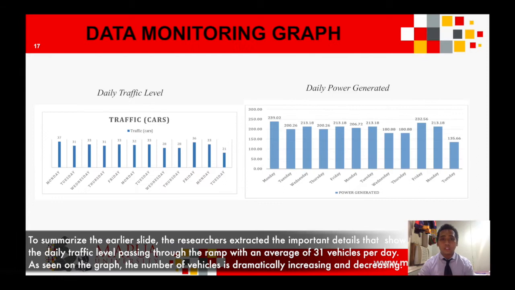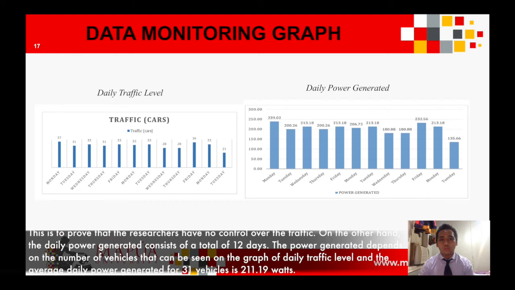To summarize the earlier slide, the research extracted the important details that showed the daily traffic level passing through the ramp with an average of 31 vehicles per day. As seen on the graph, the number of vehicles is dramatically increasing and decreasing. This is to prove that the researchers have no control over the traffic. On the other hand, the daily power generated consists of a total of 12 days. The power generated depends on the number of vehicles that can be seen on the graph of daily traffic level, and the average daily power generated for 31 vehicles is 211.19 watts.